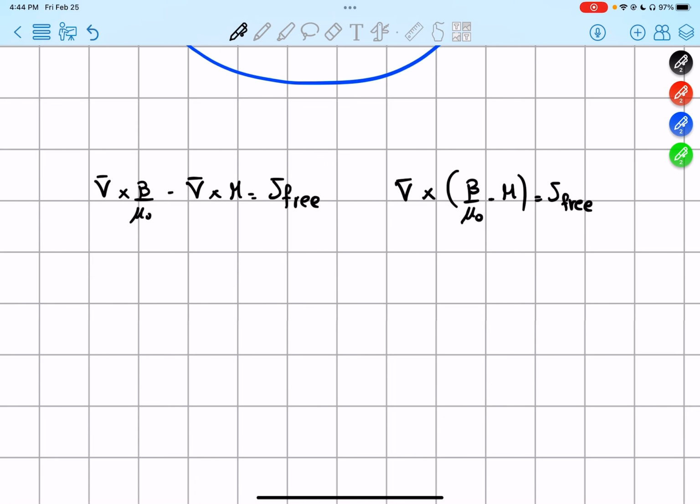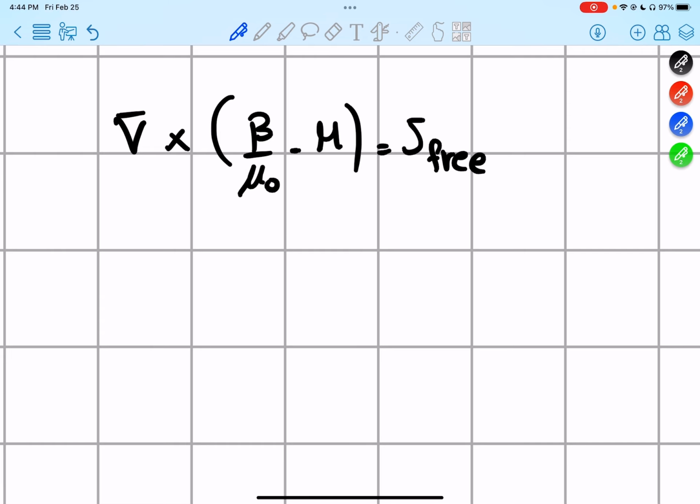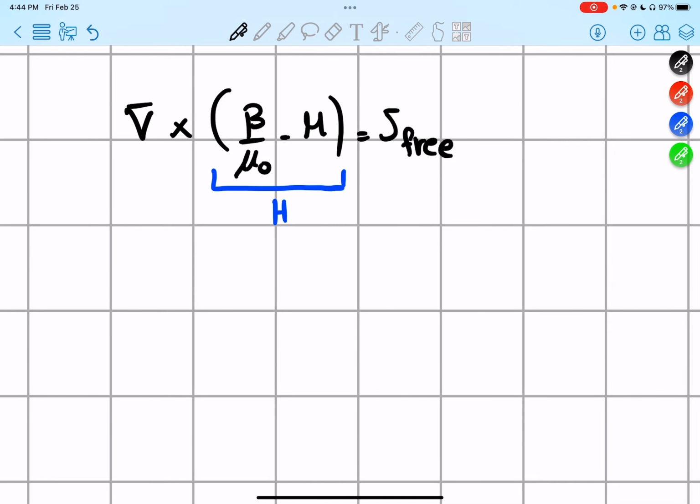And we can say that this vector right here, because it's a subtraction vector, we're going to call it H. Then we're going to get that the curl of H is equal to J free, the free current density.